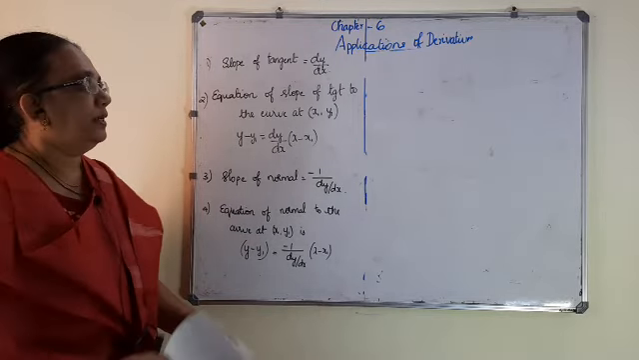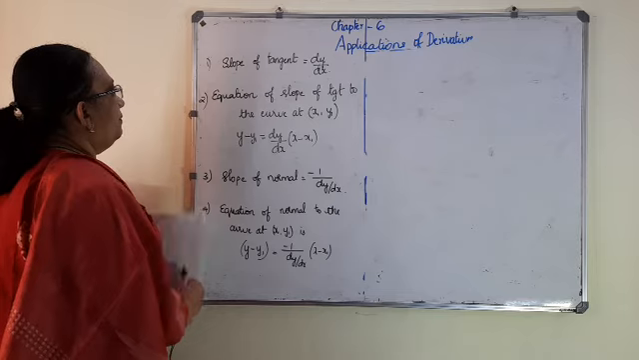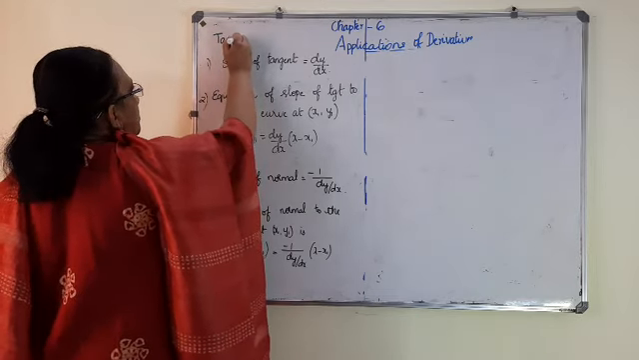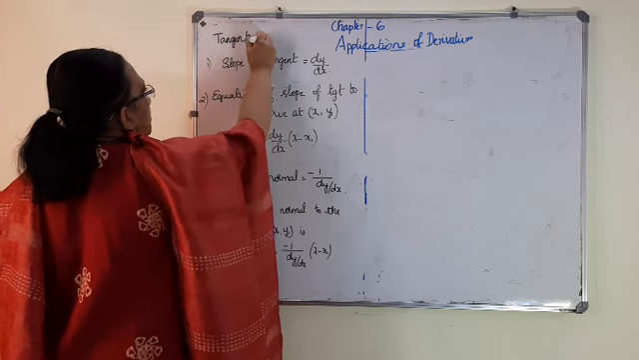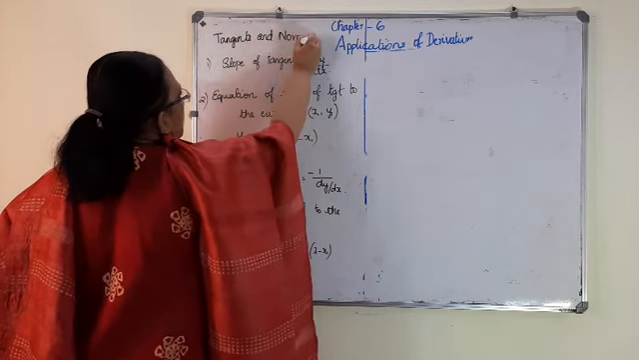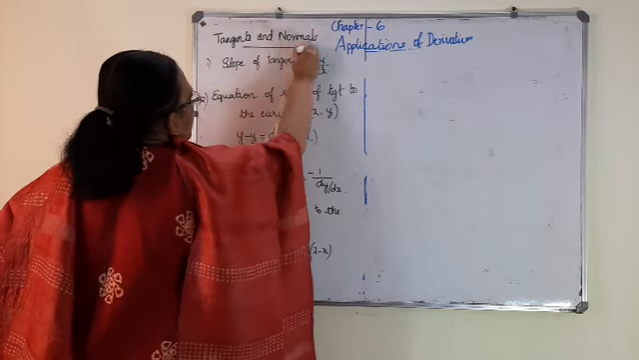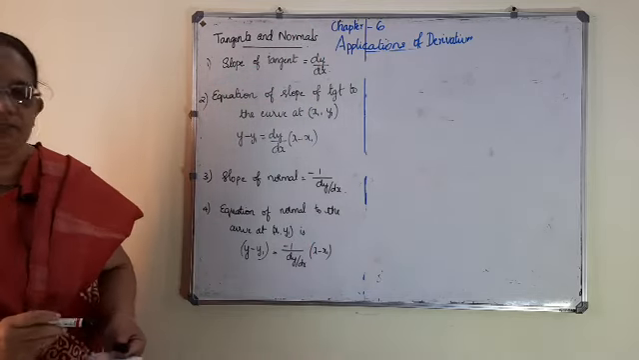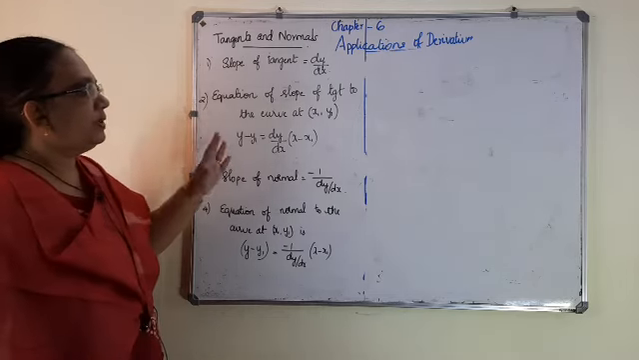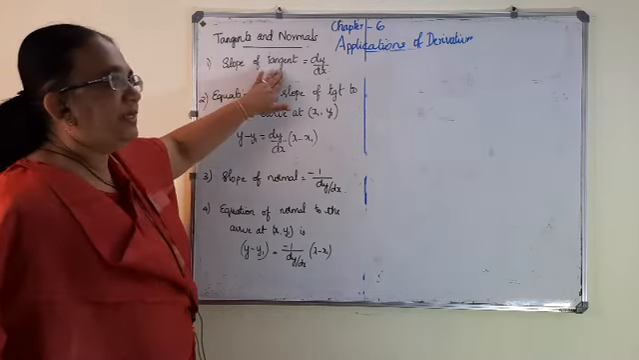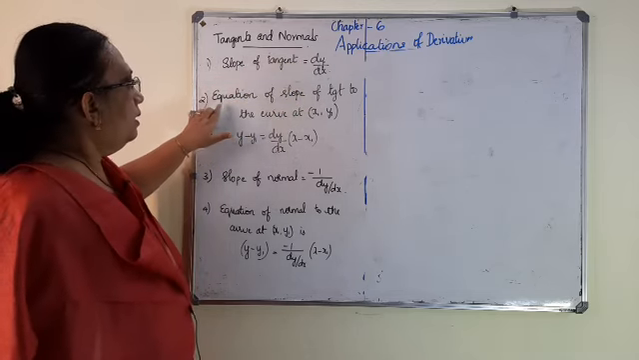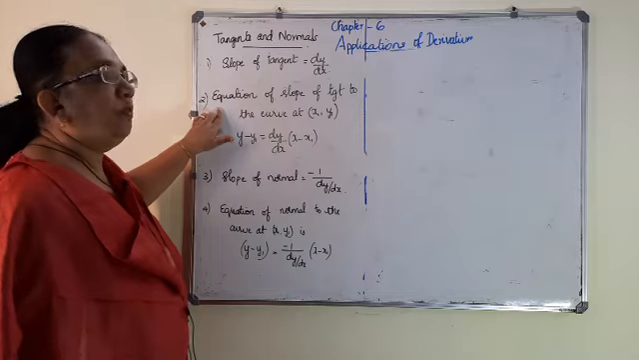Tangents and normals. Next subheading of application of derivatives is tangents and normals. Slope of tangent. With respect to the derivative, what is slope of the tangent? Slope of the tangent is dy by dx. Now, equation of slope of tangent.